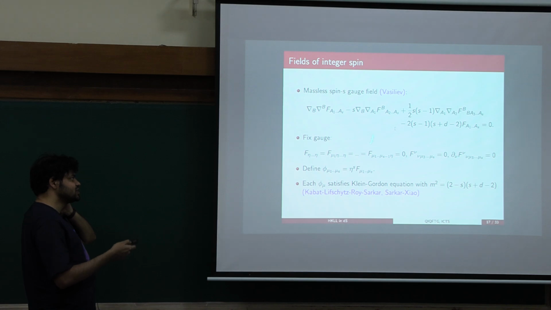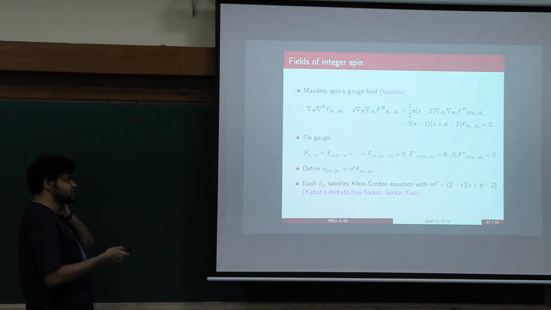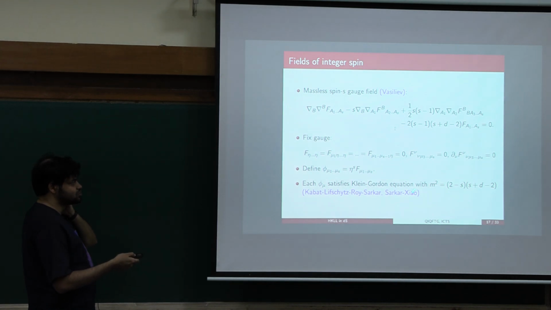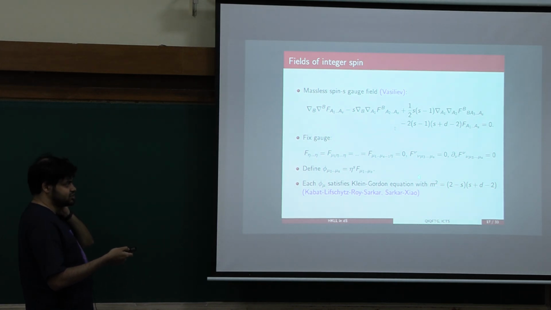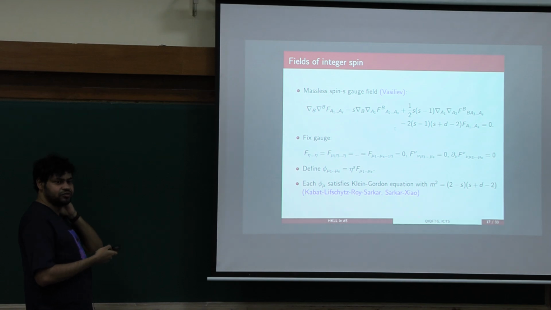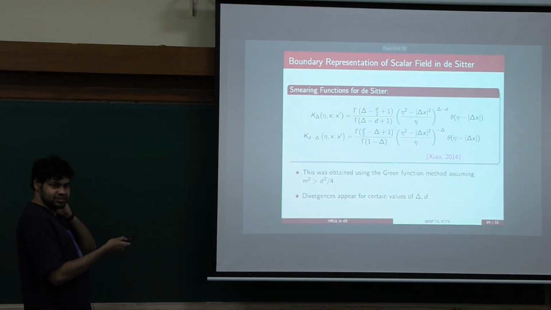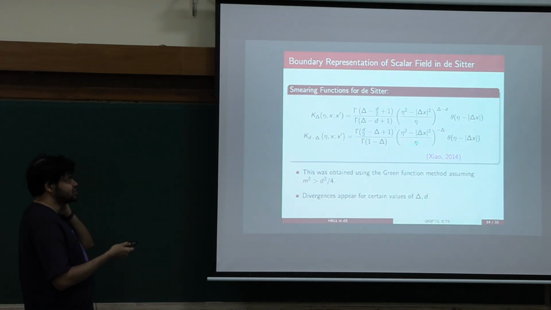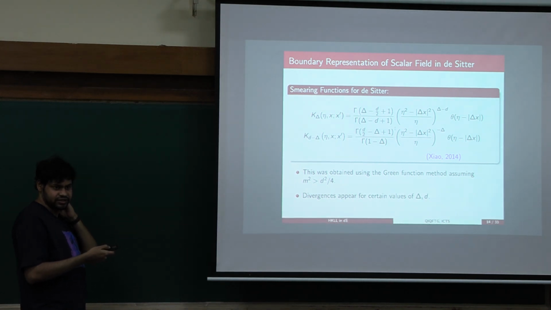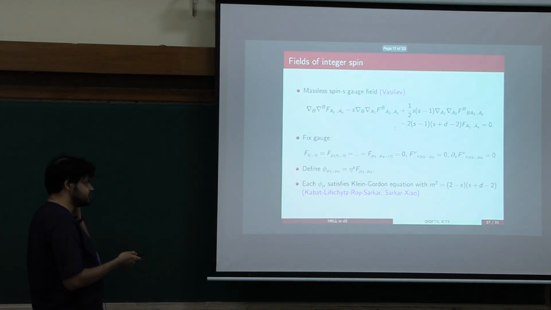So you can rewrite this into a set of Klein-Gordon equations, all of which have the same mass. And if you substitute these masses or the corresponding deltas, then you find that you get divergences in this smearing function. So this was one of the limitations or problems with the original results, that you get this kind of divergences.